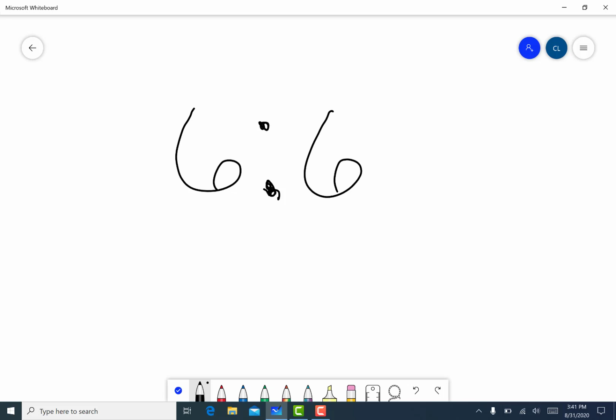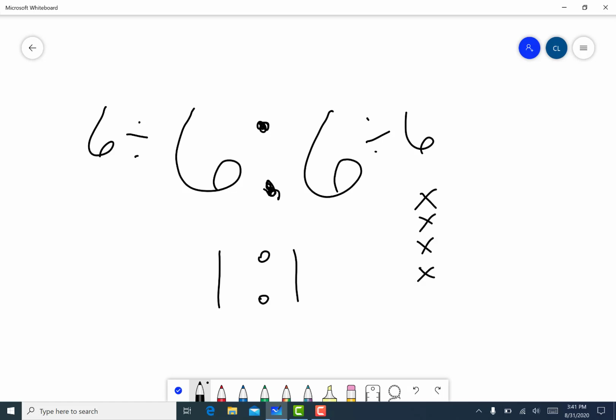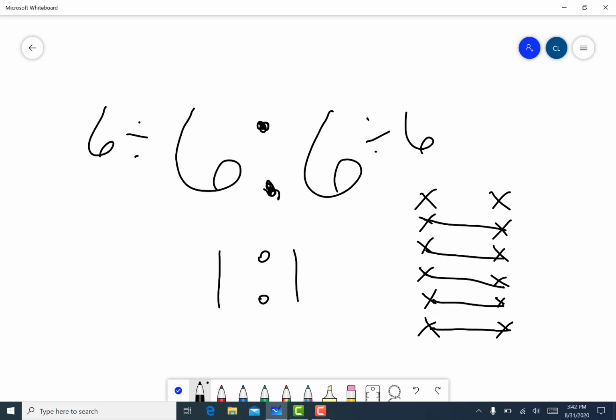Well, 6 to 6 can be simplified because both of them are divisible by 6. So I can divide each side by 6, and that's actually the same as 1 to 1. And they both match up. So here's the ones for red to blue. And here's the one, or not red to blue, red to pink. Here's the one for blue and green. And you can see it's a correspondence of 1 to 1 because they each match 1. And that's how it simplifies to 1 to 1.